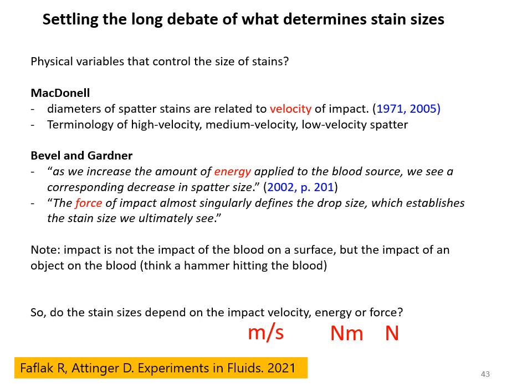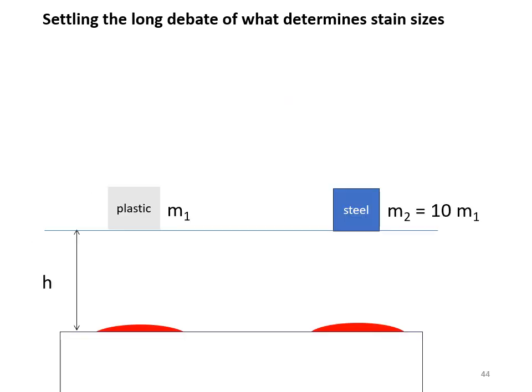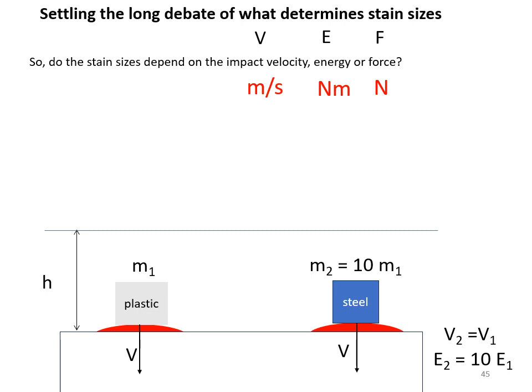So we did, actually. We used two different impactors that were released from the same height so that they hit a pool of blood at the same velocity. But one was very light, made of plastic. The other was heavier, made of steel. Let's say it had a mass that was 10 times the mass of the plastic one. And we end up with spatter patterns that are produced under the condition of same velocity, because the velocity only depends on the height, but different energy, because the energy also depends on the mass of the impactor, and the steel impactor was heavier.